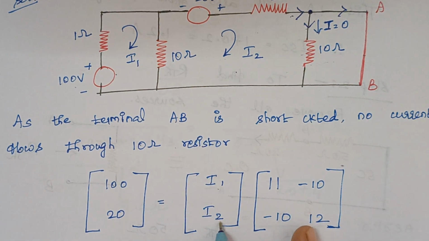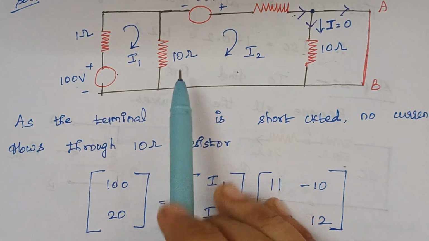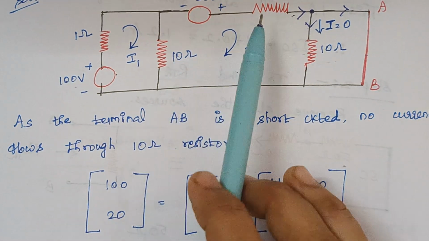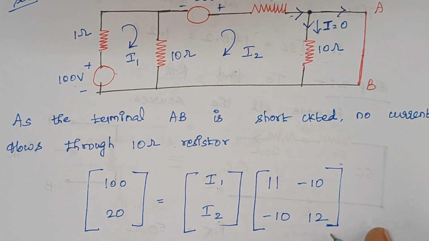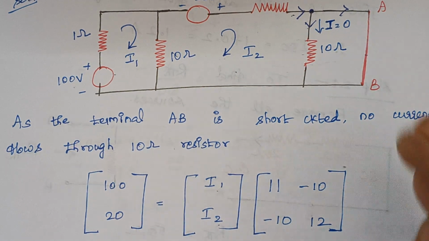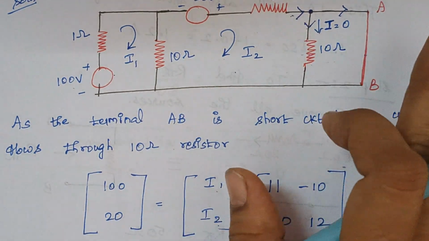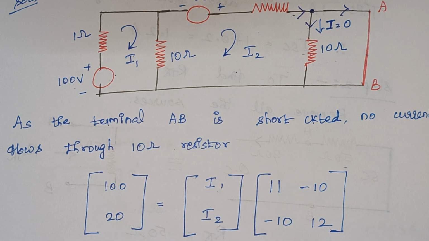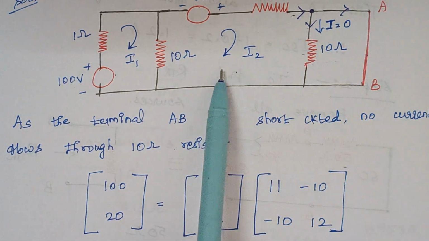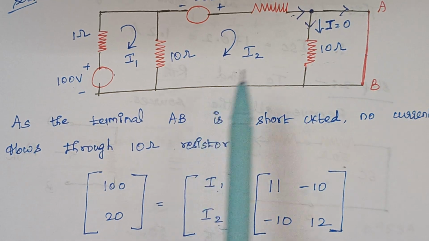Their currents are respectively I1 and I2. And when you look at this loop, 10 plus 1 gives 11. And here, 10 plus 2 gives the value of 12 ohms, because no current flows through this, so no need to consider this 10 ohm. Once we frame the matrix, we need to calculate the short circuit current. What is the short circuit current here? The short circuit current is nothing but I2, because I2 is the current that flows through this path.